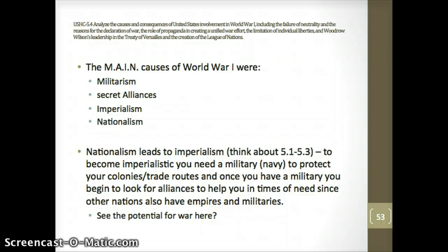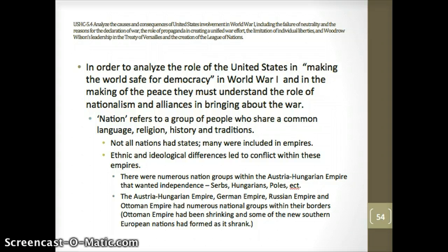So as we get started, we're just going to review quickly what the causes of World War I were, and they're known by this acronym MAIN: militarism, alliances (secret alliances), imperialism, and nationalism. And really they kind of work together. Nationalism leads to imperialism, kind of like what we were talking about in the first three parts of the standard. And then to become imperialistic, you need a military, which is our navy, to protect your colonies and trade routes. And once you have a military, you begin to look for alliances to help you in times of need, since other nations also have empires and militaries. And so that's really how a war is going to occur. All it's going to take is an igniting incident.